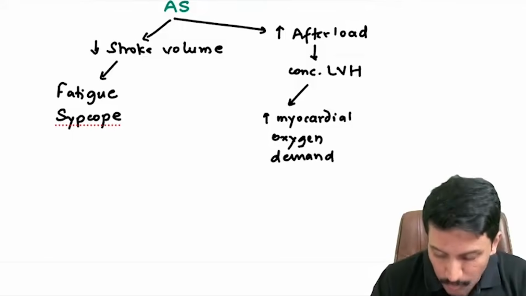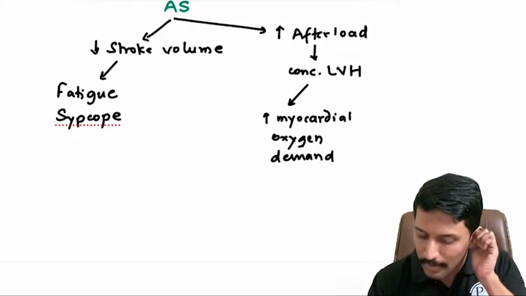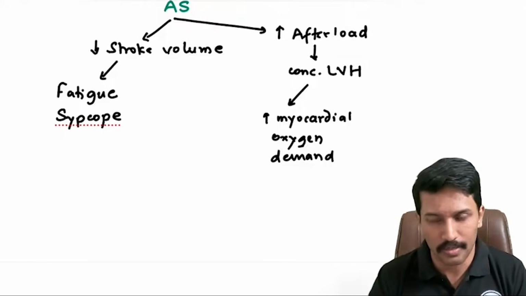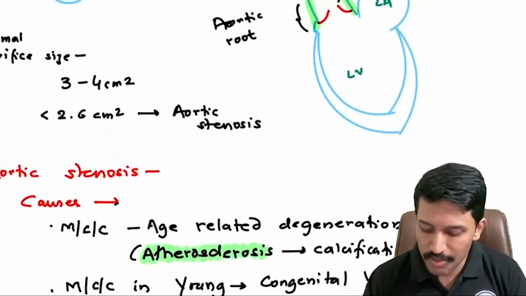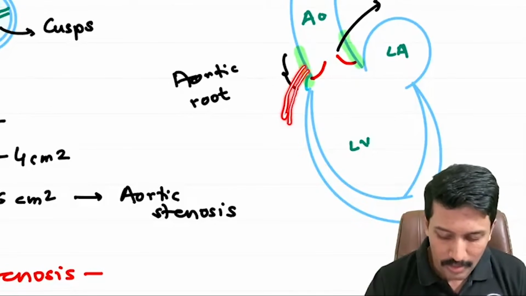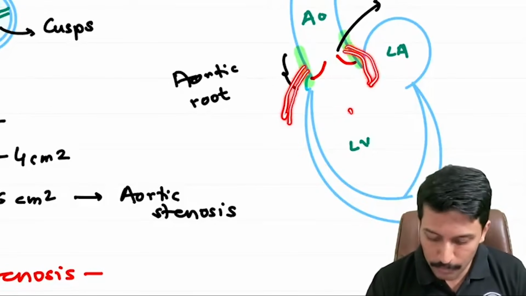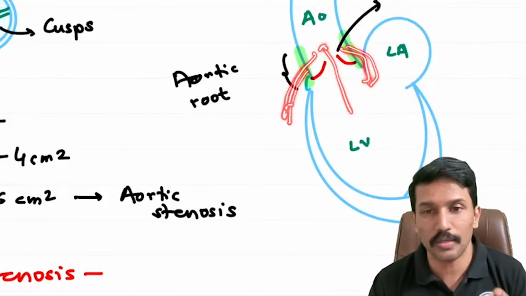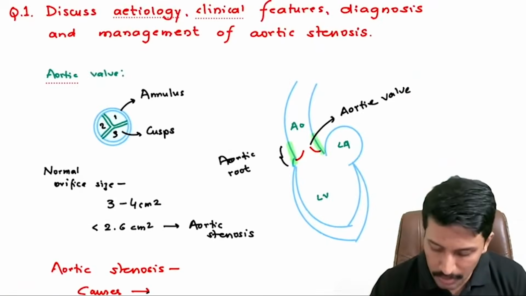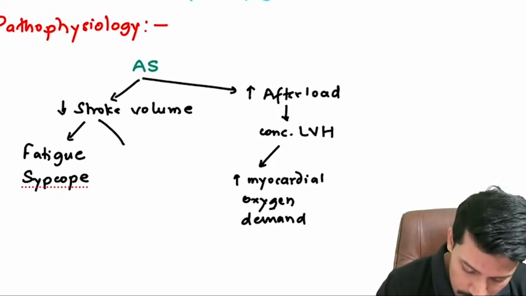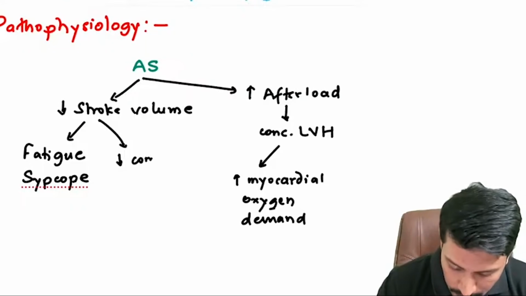Now this large bulky ventricle needs more blood supply. But then blood to the heart's muscle comes from where? Coronary arteries. And coronary arteries originate from where? Coronary arteries originate from the aorta. So if I am not pushing sufficient blood into the aorta, do you think I am pushing sufficient blood into the coronary arteries? No. So the decreased stroke volume also means that there is decreased coronary flow.